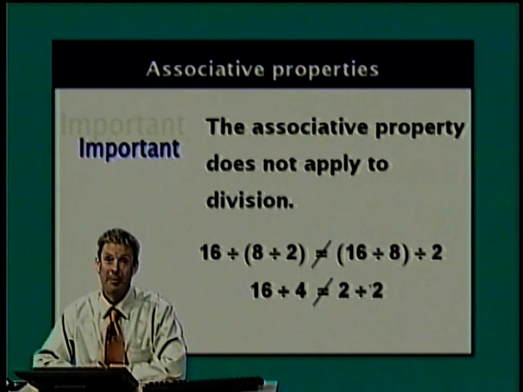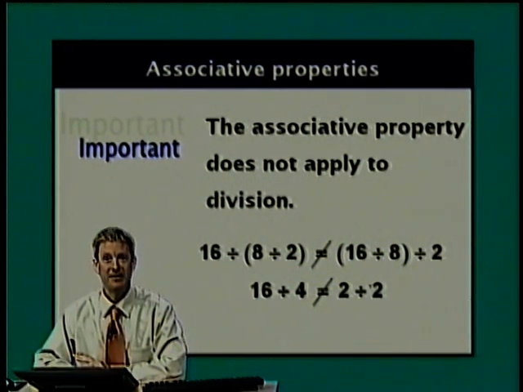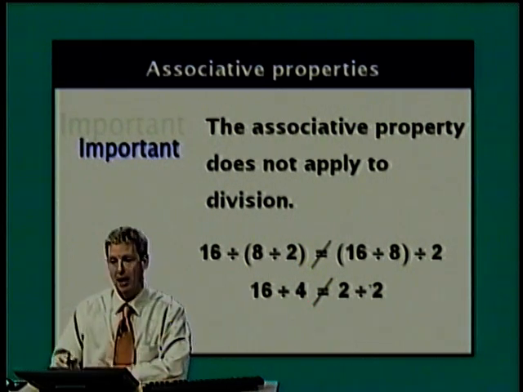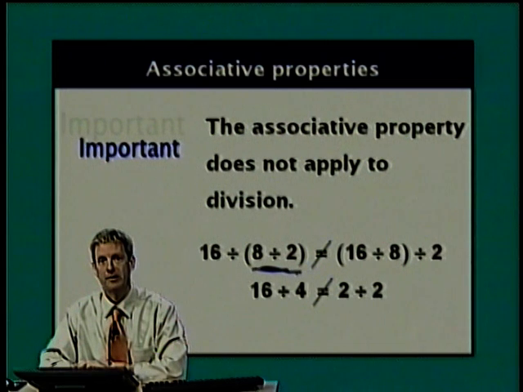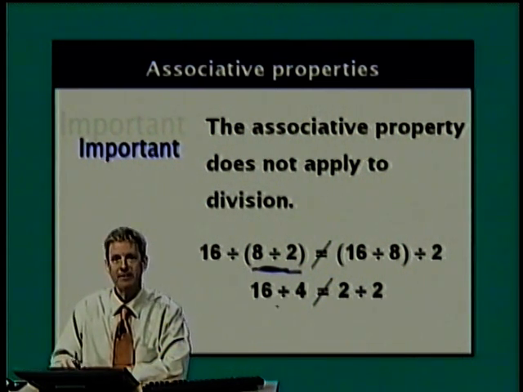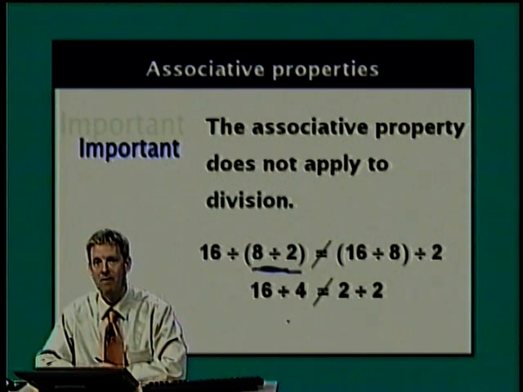The associative property does not apply to division. Same situation, different symbol, division symbol. On the left side, the grouping symbols are around the right two numbers. And when we do 8 divided by 2, we get 4, so the left side is 16 divided by 4.